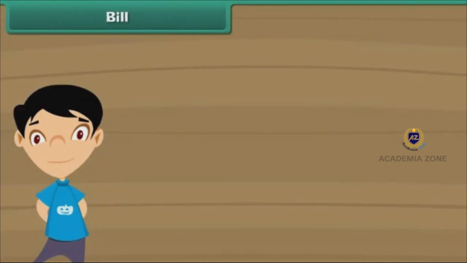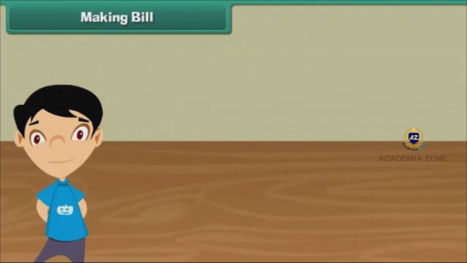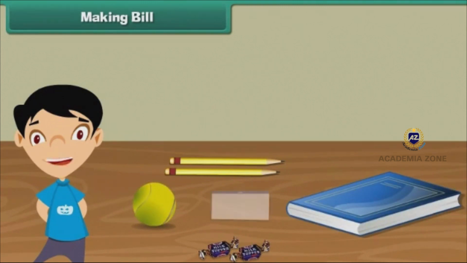Bill. Do you know what a bill is? A bill is a piece of paper which contains details of all the purchases made by you from a shop. The details include the names of the items purchased, their costs, and the total. Making a bill. Now we will learn how to make a bill. Ramita bought 2 pencils, 2 toffees, 1 ball, and a book. Prepare a bill for Ramita.